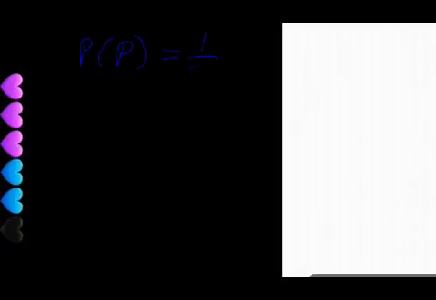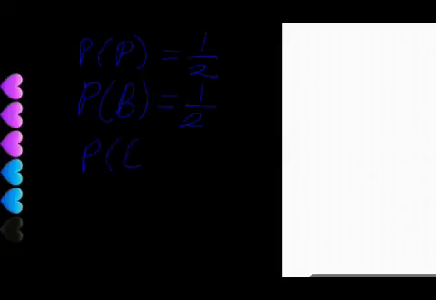The probability of having a purple heart is half, or 3 out of 6. The probability of having a blue heart is a third, from 2 out of 6. And then the probability of having a green heart is a sixth.